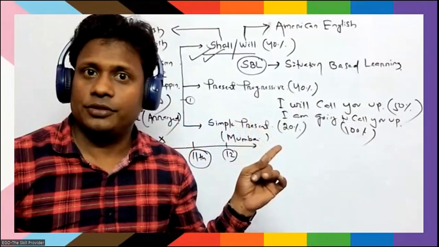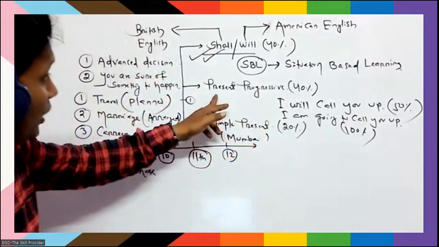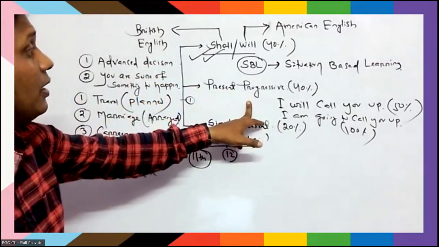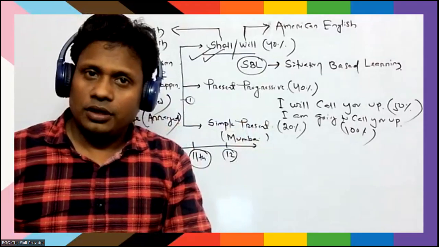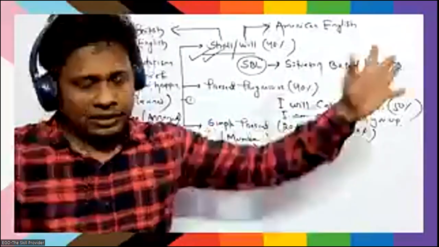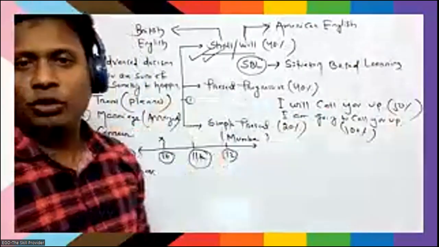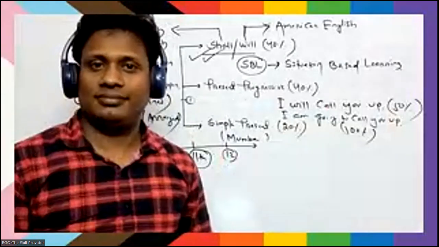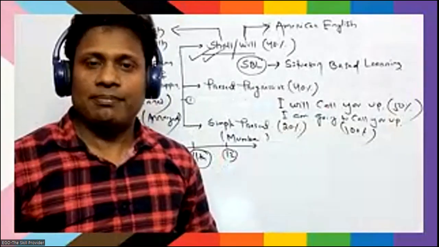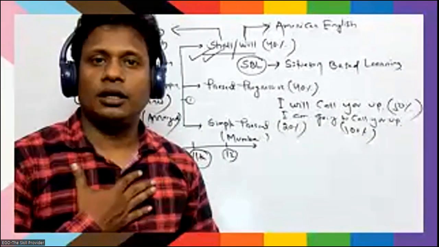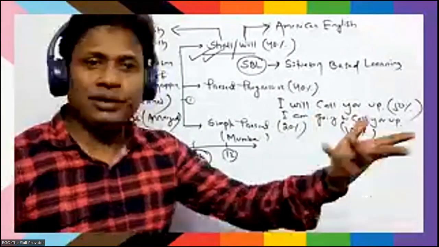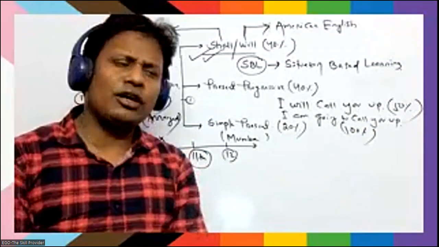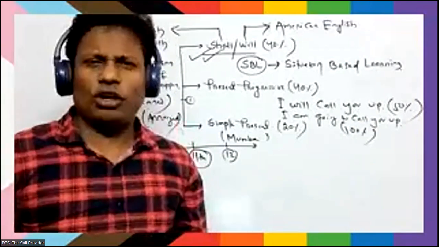From the sentence itself. So that's why it is very important to use present progressive in the right way. You are sure of something going to happen, then you can say, I'm going to call you. I'm going to meet you tomorrow. That means 100%. I'm going to appear for the exam. 100%. I'm going to call you in the evening, 100%. I'll call you in the evening, may or may not.